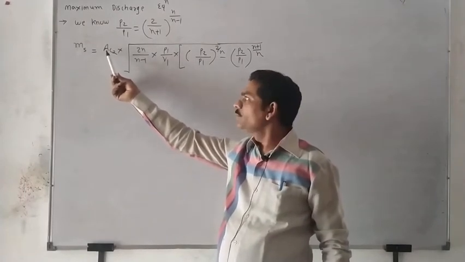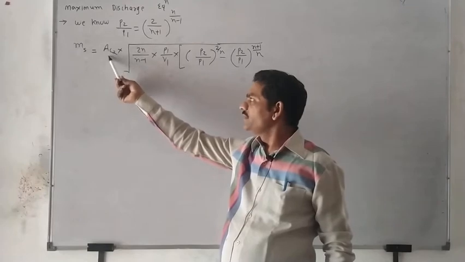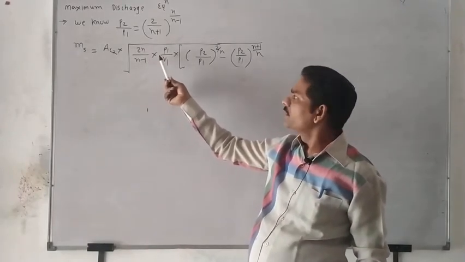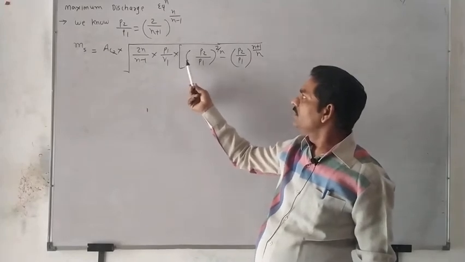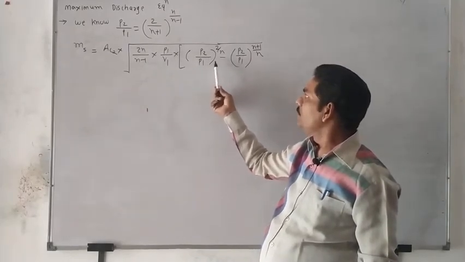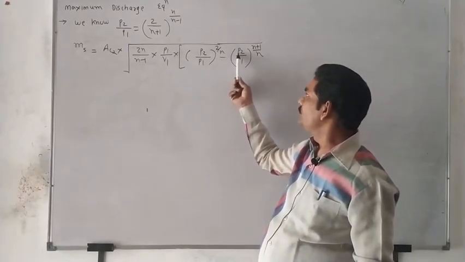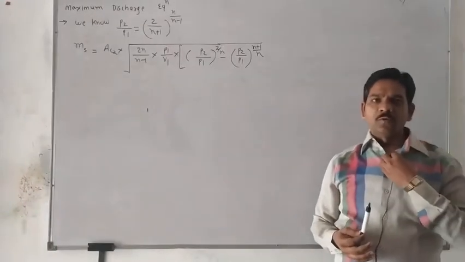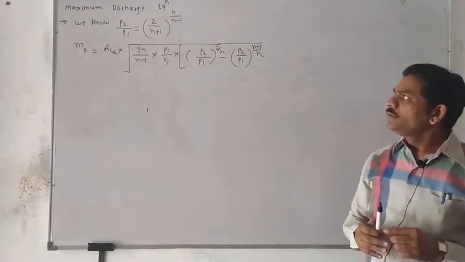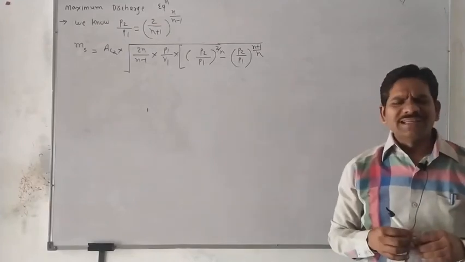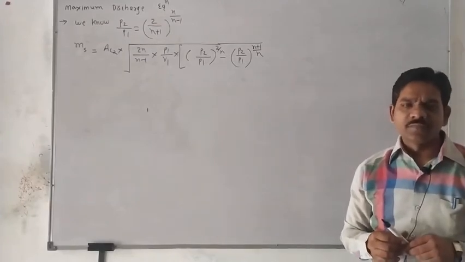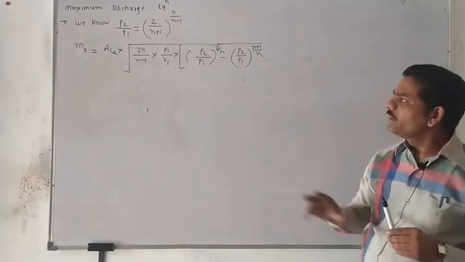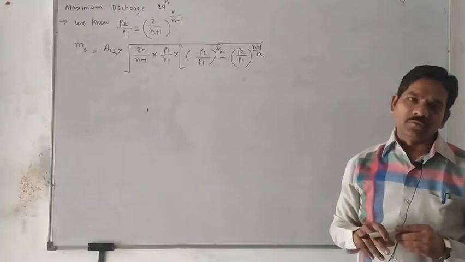So what is the mass flow rate? Ms is equal to A C2 in a bracket 2n upon n minus 1 into P1 V1 in a bracket (P2 upon P1) to the power 2 by n minus (P2 upon P1) to the power n plus 1 upon n. We have to prove all this. So what is the maximum discharge? This maximum discharge is calculated by using these two equations.